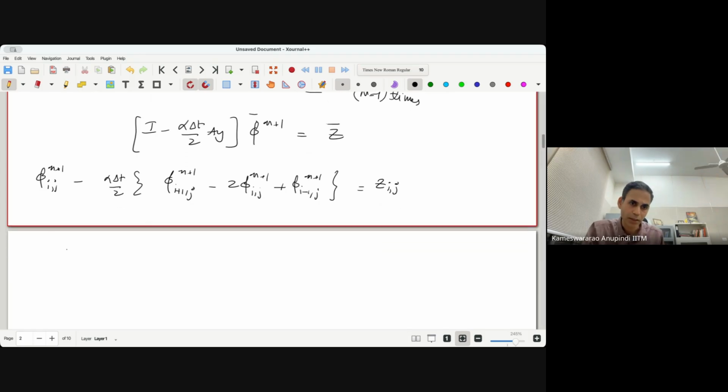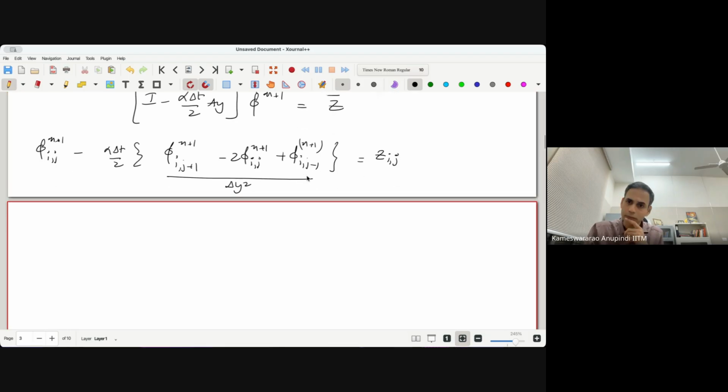Okay, oh, I missed something. Divided by delta y square. It cannot be i minus 1 because we are applying the Ay operator. So this is i j plus 1 minus 2 phi i j n plus 1 plus phi i j minus 1 n plus 1. Okay, so that's what we have.